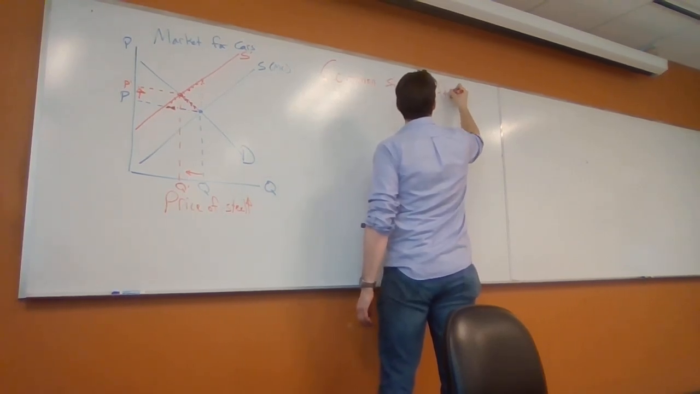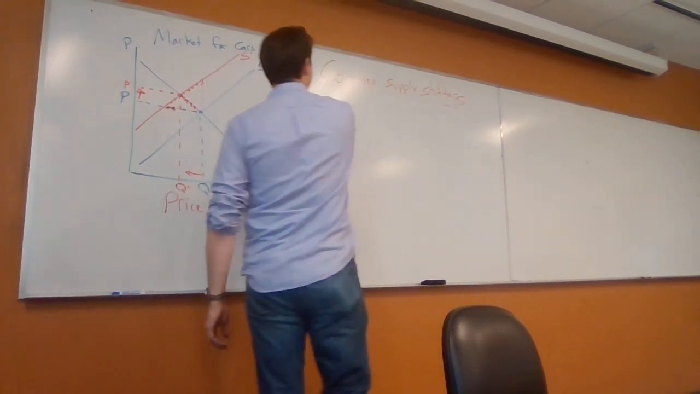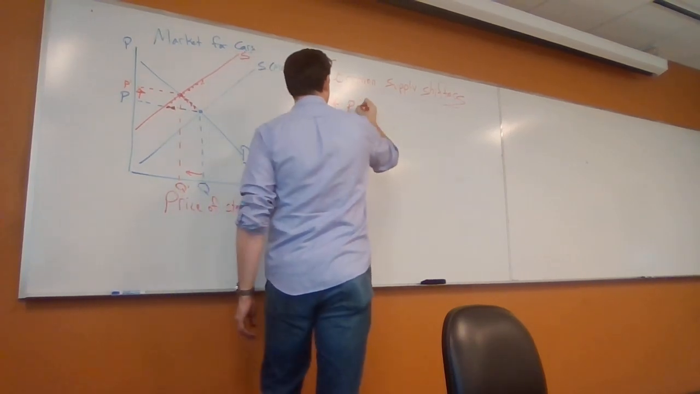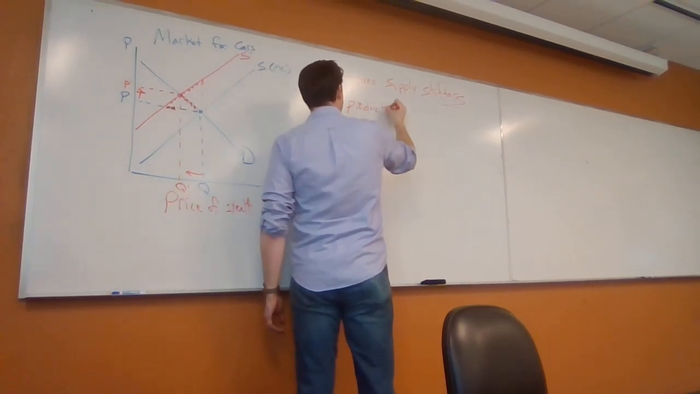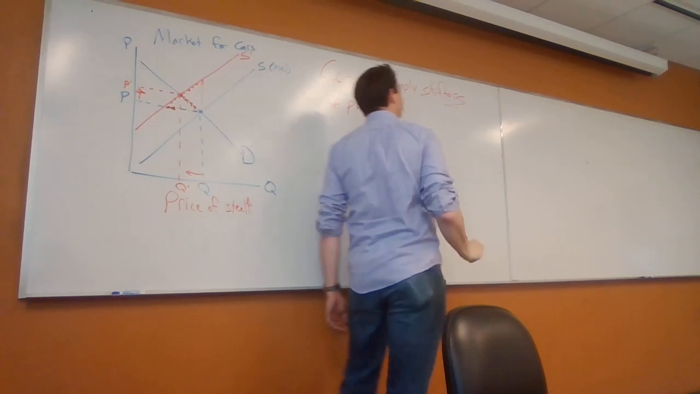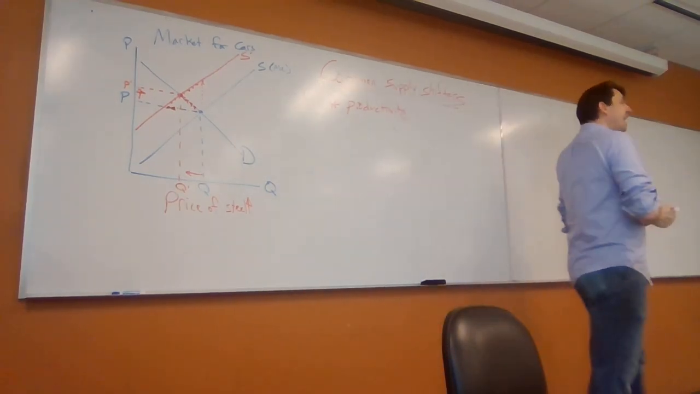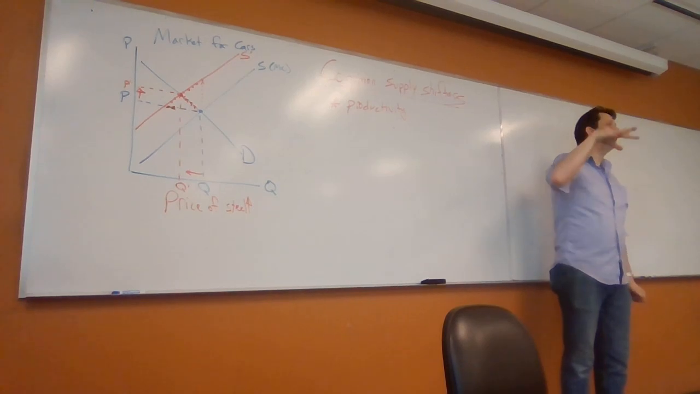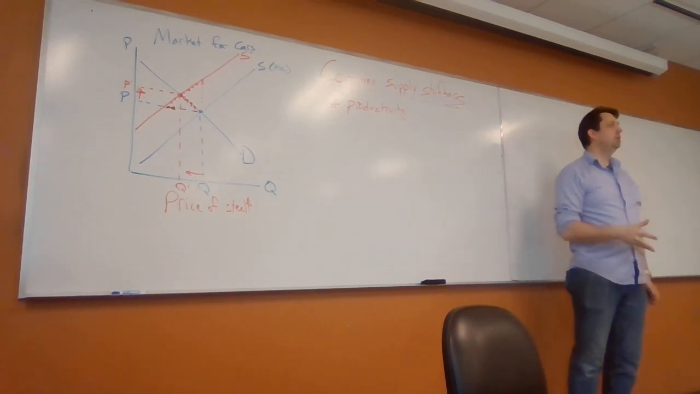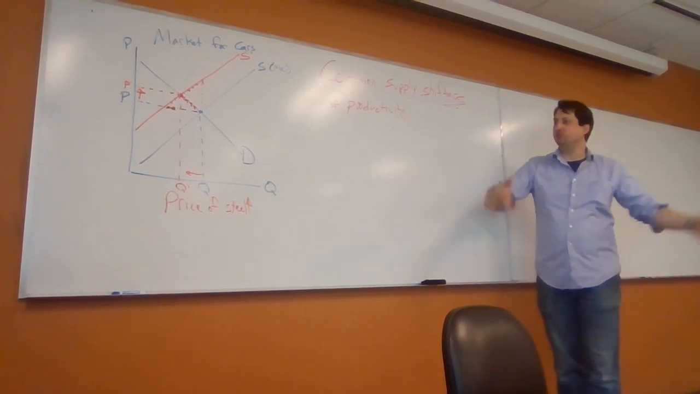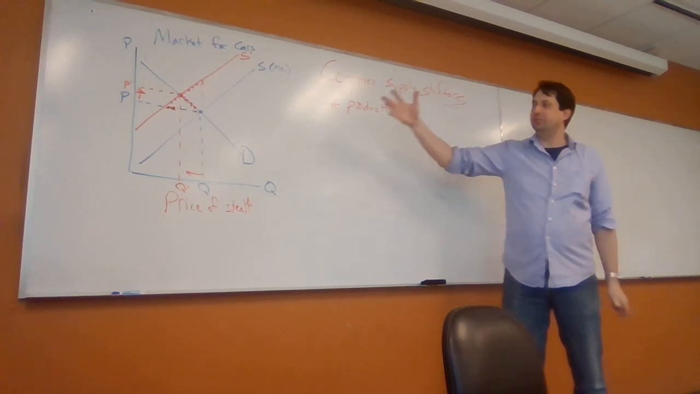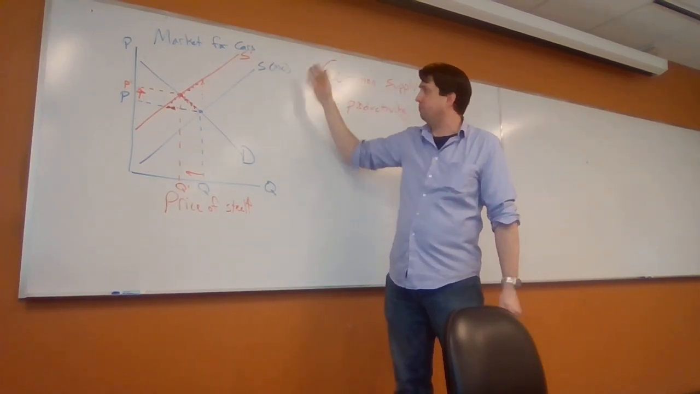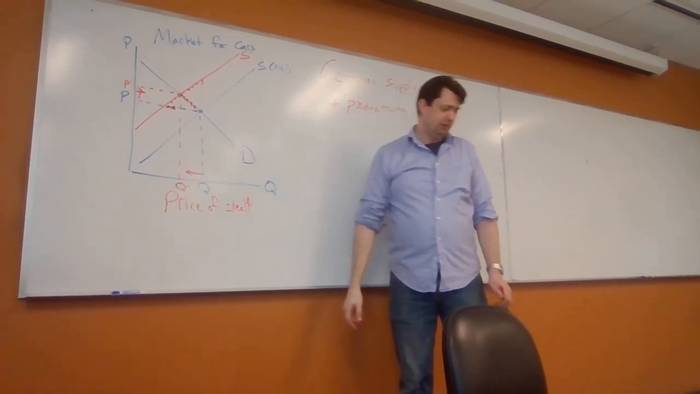Common supply shifters. Productivity. That's nice. Just like tastes was for demand, productivity is a nice catch-all category. How would you reflect that a bunch of fires destroyed some buildings and made it hard for people to make cars because a bunch of car factories burned down? Well, that's a shift in supply.